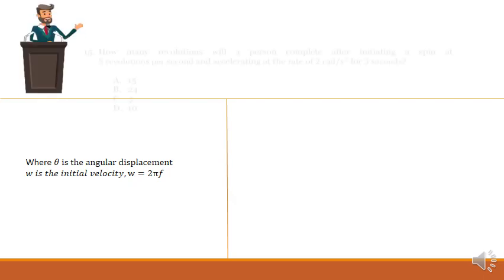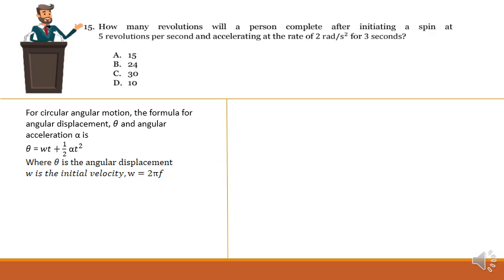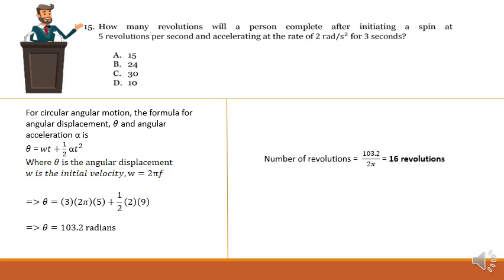And now we move on to question number 5. How many revolutions will a person complete after initiating a spin at 5 revolutions per second and accelerating at the rate of 2 rads per second squared for 3 seconds? Now, for circular angular motion, the formula for angular displacement theta and angular acceleration alpha is given by this, where theta is the angular displacement and omega is the initial velocity, and we know that omega is the same as 2 pi f. So if we start equating from that equation above, let's call it equation 1, then we are going to have theta to be equal to this, and then now the number of revolutions is equal to what?